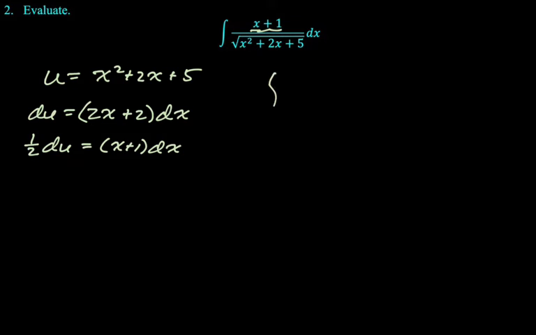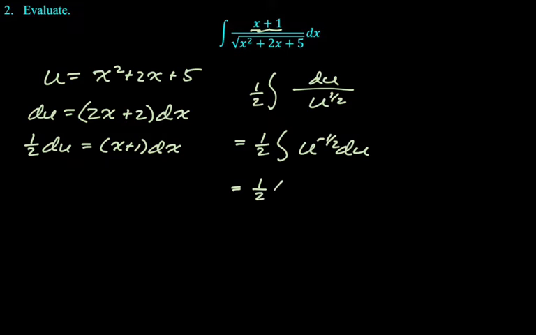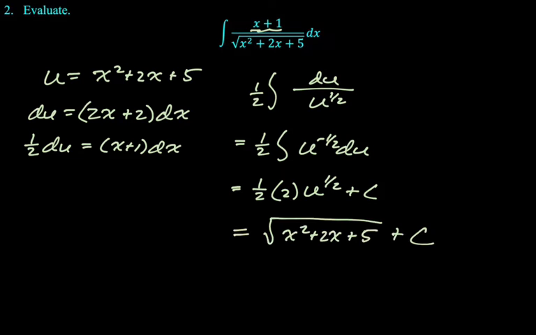I'm going to pull out the 1/2. So I get 1/2 the integral of du over u to the 1/2. Let's rewrite that as 1/2 u to the negative 1/2 is what we're really integrating. Plus 1 times the reciprocal, so 1/2 times 2, and then u to the positive 1/2, plus c, so that's 1 times u to the 1/2. So really, finally, we just get the square root of x squared plus 2x plus 5 plus c.